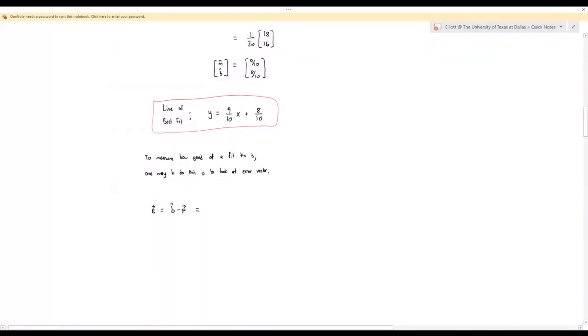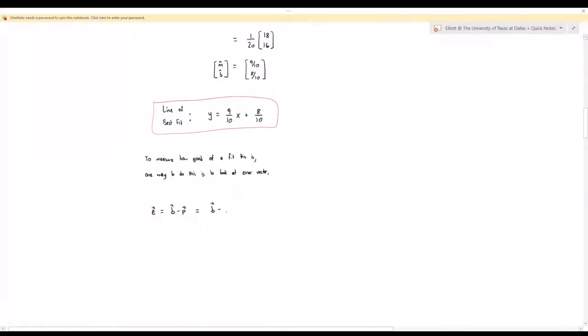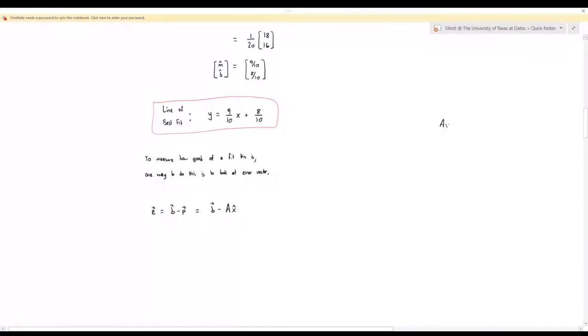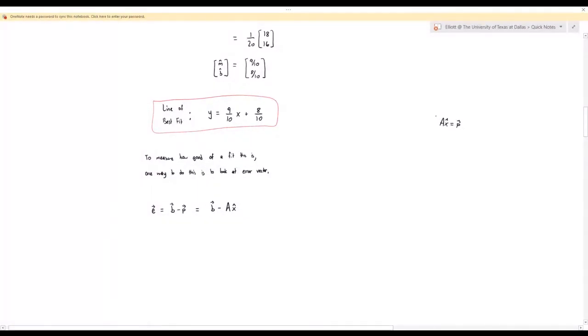Remember that the projection vector p was equal to A times the least square solution x hat, because that's how the least square solution was defined. x hat was defined to be a solution to A x hat equals p. So if I want to compute the error vector in this particular example.